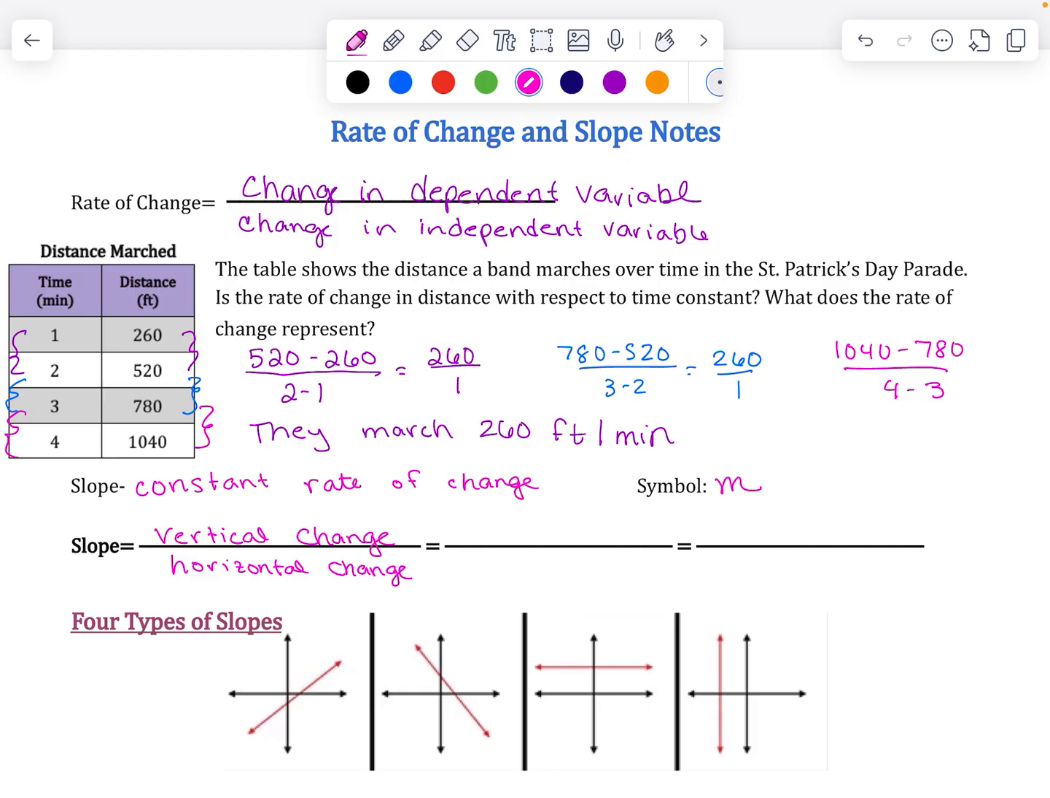Also, more commonly known as rise over run. So that's if you're just looking at a graph. You just have to count. Now, if you were given points on a graph and you want to know the slope of the line between the 2 points, it's going to be y2 minus y1 over x2 minus x1.